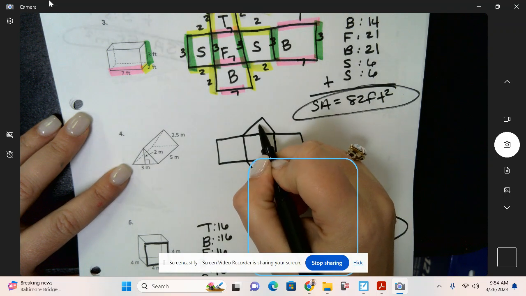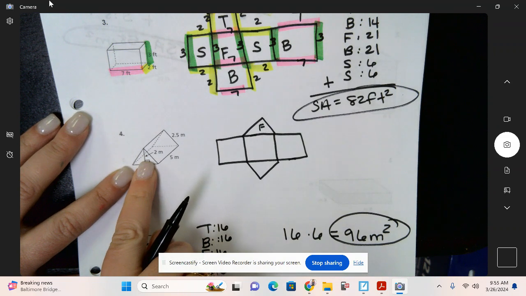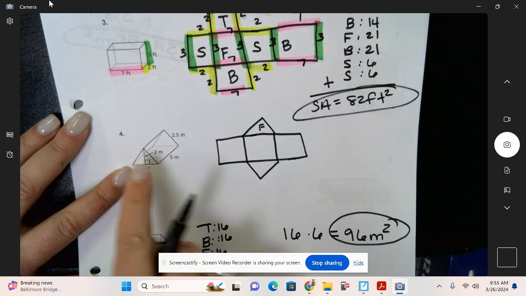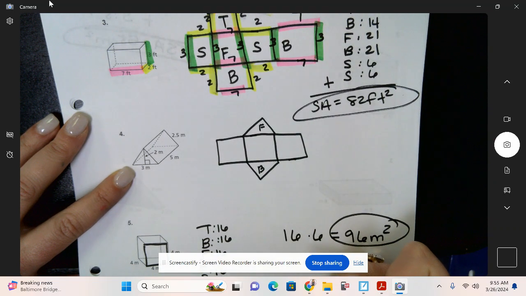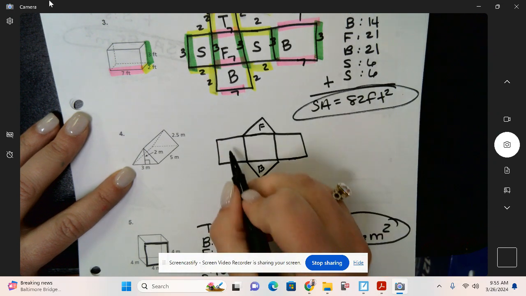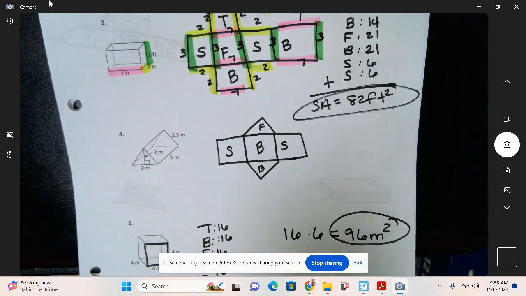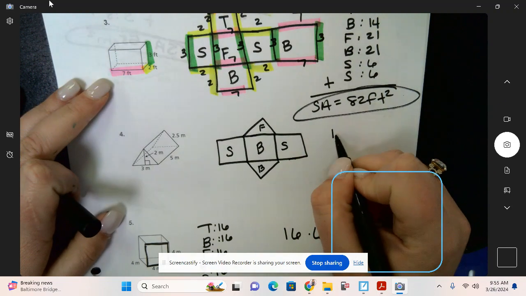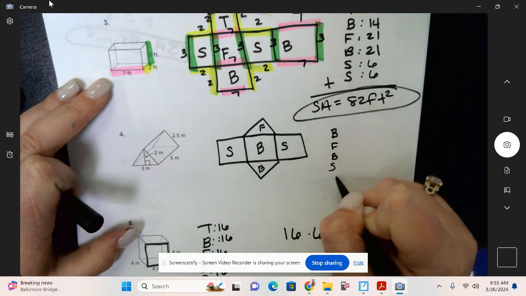This is the front. See how the triangle's in the front of the shape? Do you see that? So that means this one is the back. These two right here are your sides. And your middle one is your bottom. Okay, so we don't have a top. We just have bottom, front, back, side, side.